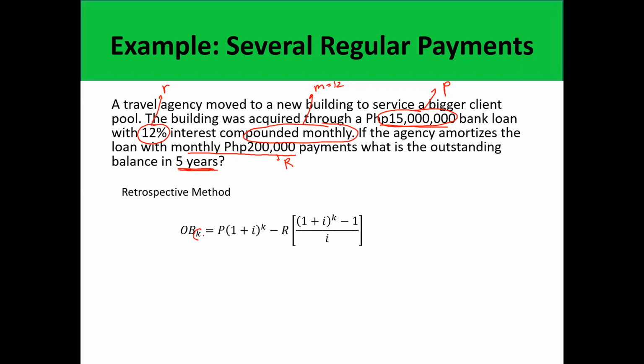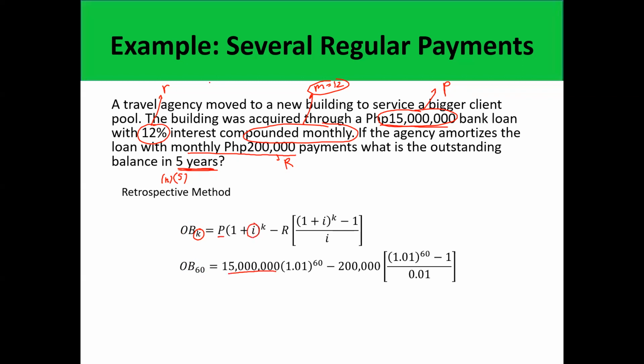But in this case, the K will be 5 years times the frequency of conversion. So 12 times 5 is equal to 60. Which means in 5 years, we already made 60 payments, 60 monthly payments. So the outstanding balance after 60 monthly payments is OB sub 60. And P is 15 million.